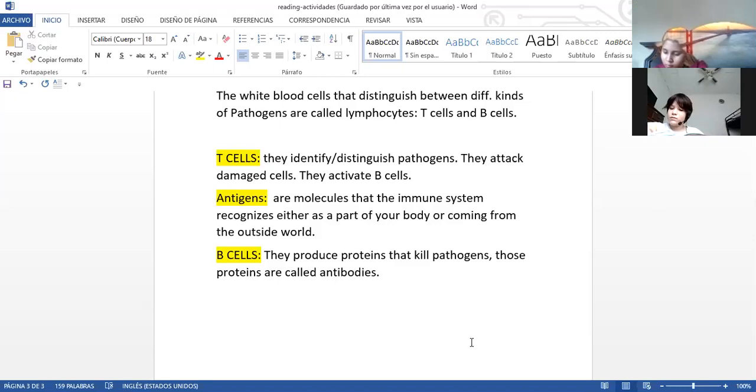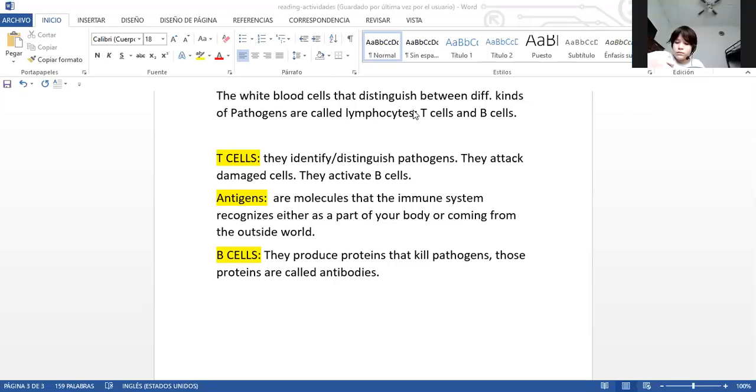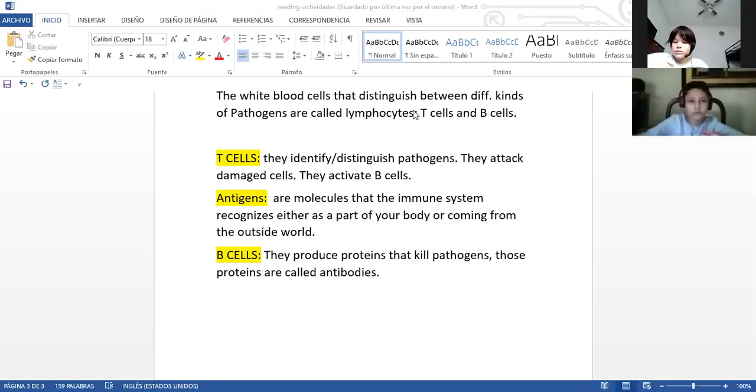Let's see how they work, Maria Laura. Each kind of B cell produces only one kind of antibody, and each kind of antibody has a different structure. Antigen and antibody molecules fit together like pieces of a puzzle. Can we underline that? Each kind of B cell produces only one kind of antibody, and each kind of antibody has a different structure. Antigen and antibody molecules fit together like pieces of a puzzle.